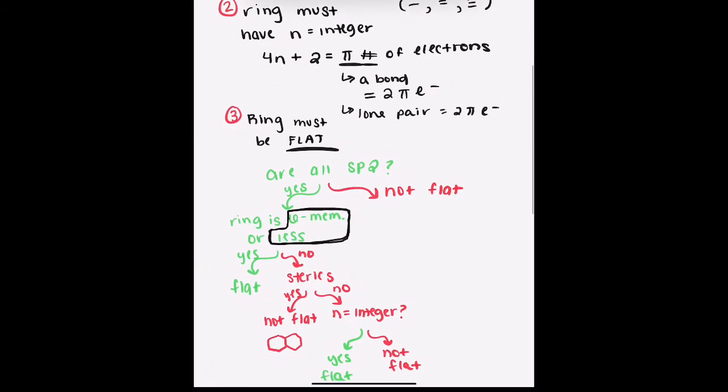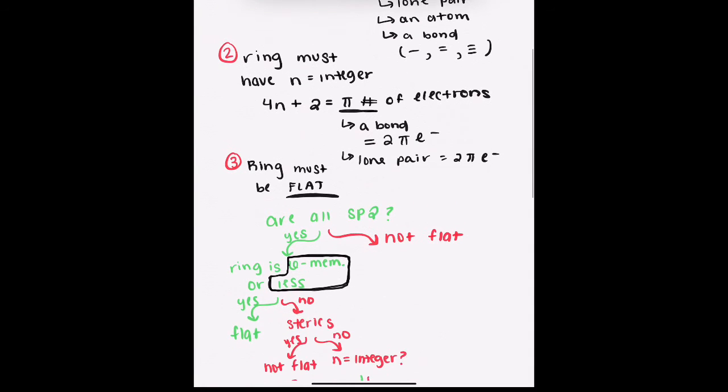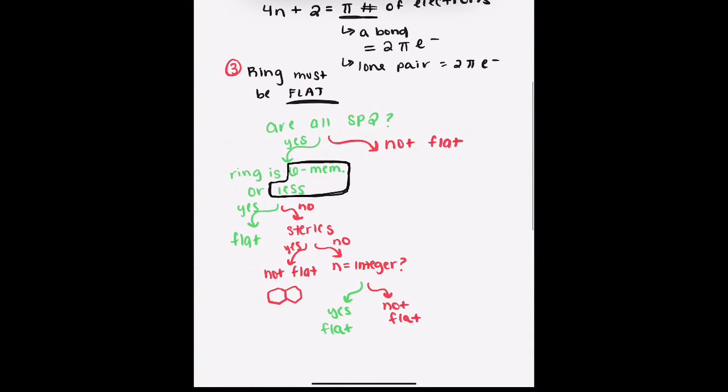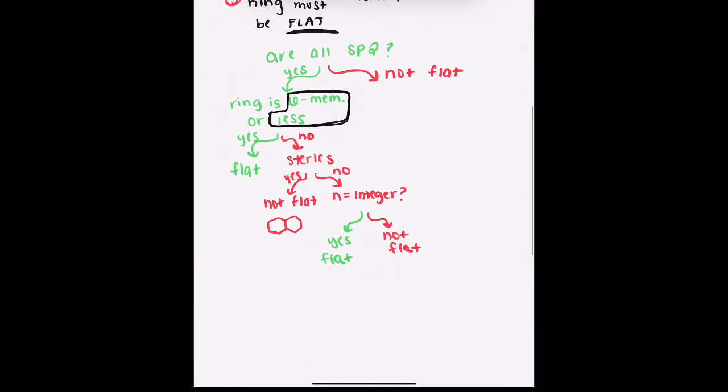So when you're going through an example for aromaticity, you have to consider the 3 Huckel's rules. So sp2 hybridized, n is an integer, and if it's flat. Anything outside of the ring does not count. If it's like a doubly bound oxygen or anything, you don't count that. So we will look at a few examples. I also want to go over the definitions for aromaticity and how they apply to these rules.